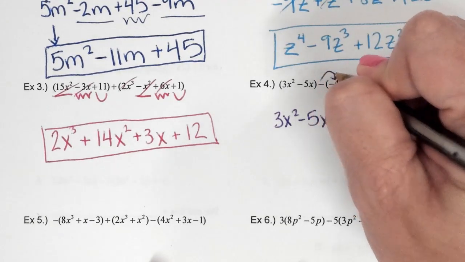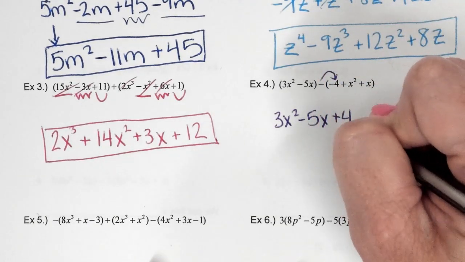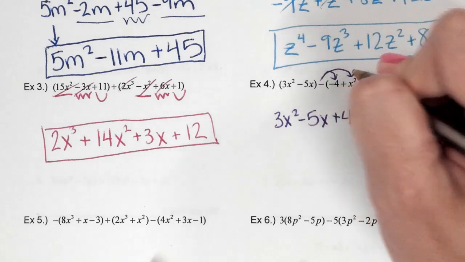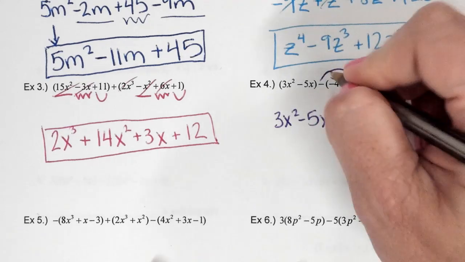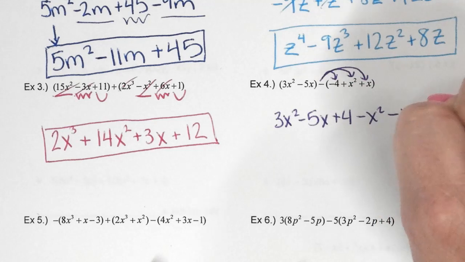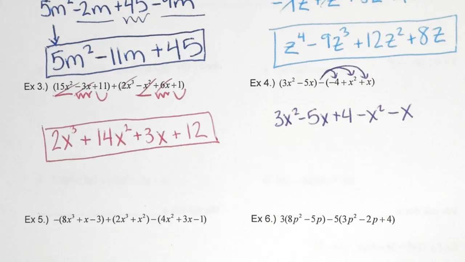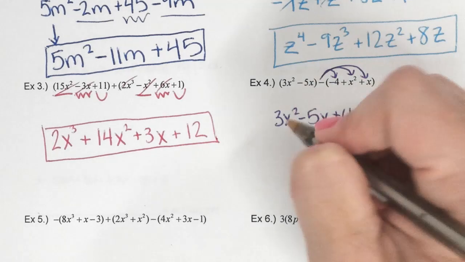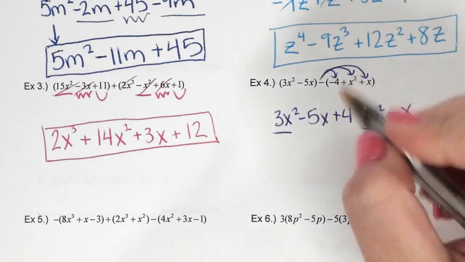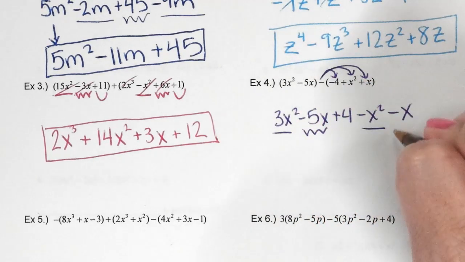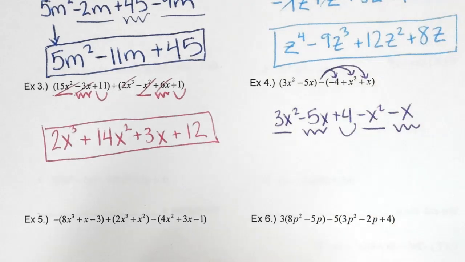So 2 negatives makes a positive. A negative and a positive makes a negative. A negative and a positive makes a negative. Now can I just add and subtract my like terms? Yes. So I have an x squared, and I have an x and a constant. So what do I need to combine first? The x squared. So what's 3x squared minus x squared?